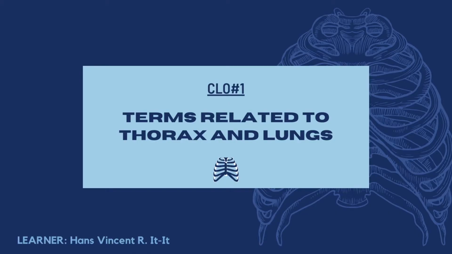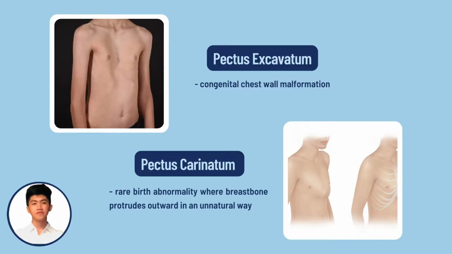For the first CLO, we will be discussing the terms related to thorax and lungs. Pectus excavatum. The growth abnormality of the cartilage that links the ribs to the breastbone causes pectus excavatum, which is a congenital chest wall malformation. When you do this, you'll notice that your sternum is depressed and your chest seems sunken or funnel-shaped.